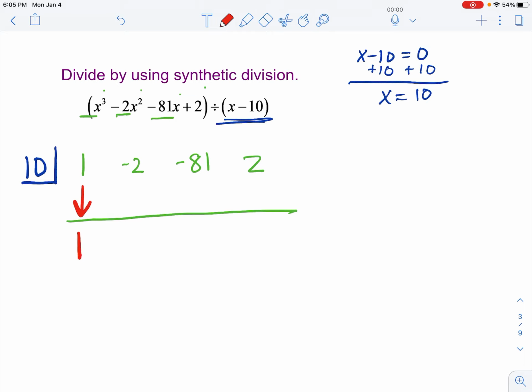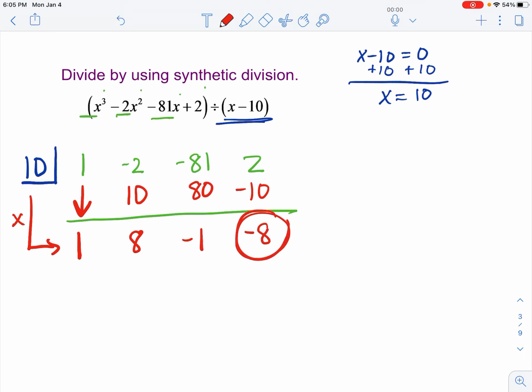Bring that down, that's a 1. And then we're going to multiply by 10. So 10 times 1 is 10. Add going down, we get 8. 10 times 8 is 80. Add going down, we get negative 1. 10 times negative 1 is negative 10, which leaves us with a negative 8. That right there is our remainder.